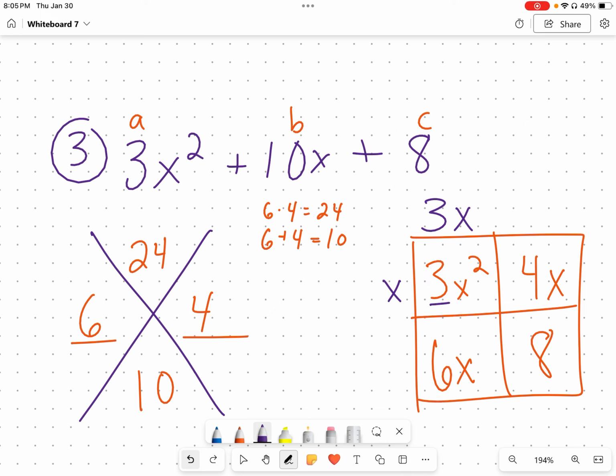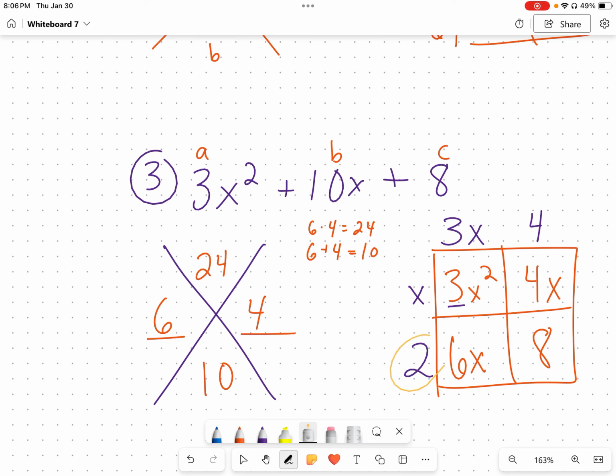Okay, so then I can go ahead and find this spot right here. What times 3 gives us 6? We already said it a minute ago. That was 2. Then I look at x times what gives me 4x, and it would be 4. So 4 times x is 4x. And then just to double check, 2 times 4 is 8, so that is correct. And in this case, everything's positive.